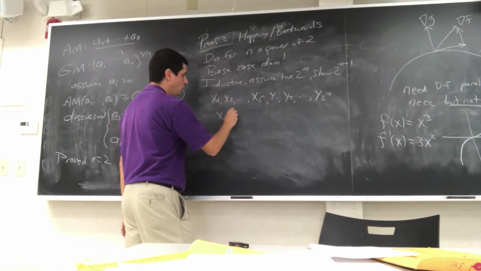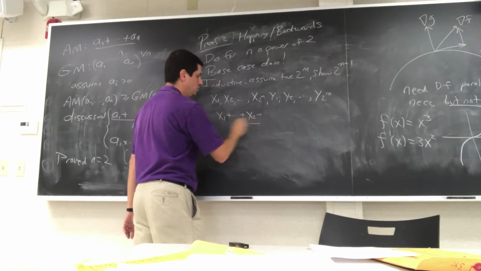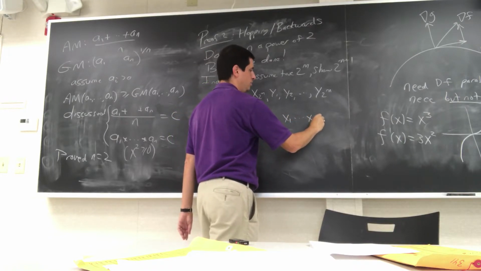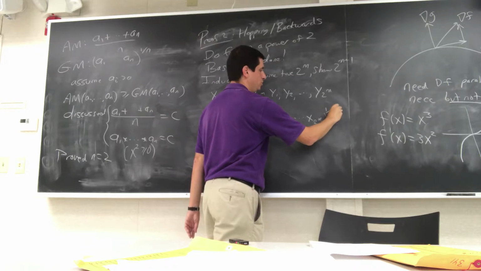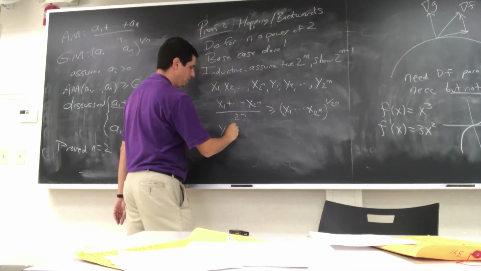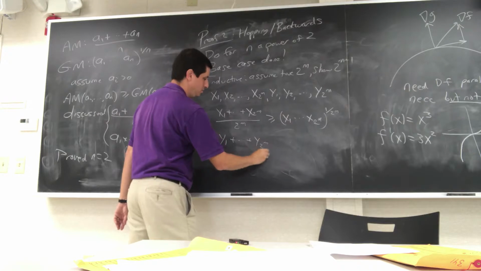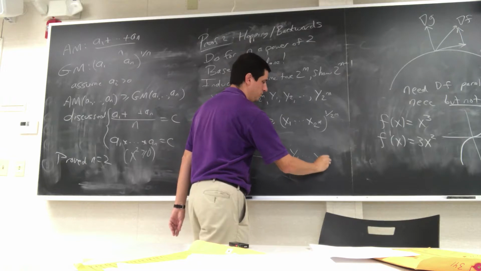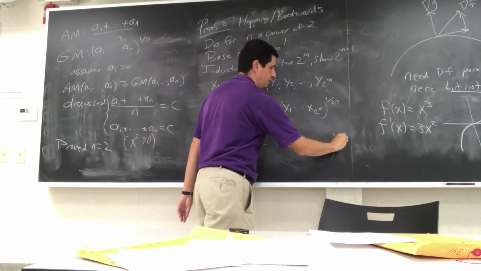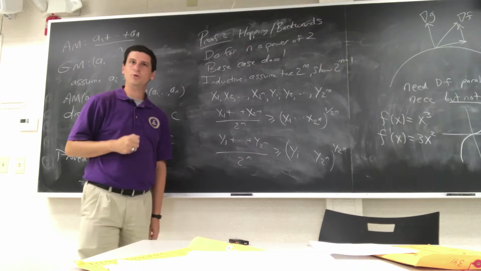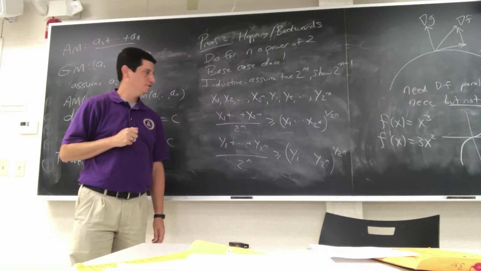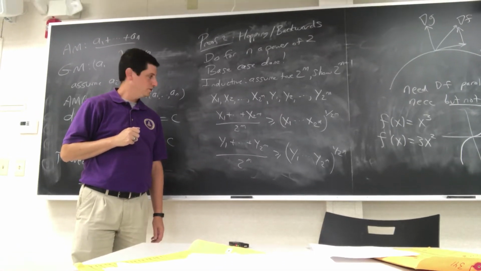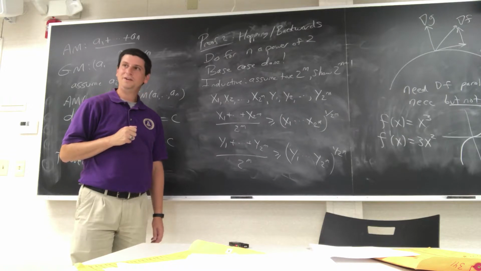We know x1 plus through x_{2^m}, over 2 to the m, is greater than or equal to x1 through x_{2^m} to the 1 over 2 to the m. And we know y1 plus through y_{2^m}, over 2 to the m, is greater than or equal to y1 through y_{2^m} to the 1 over 2 to the m. Now what should we do? Yes? If you just look at all the y's together as one number and all the x's together as one number, then you just have to multiply it by 2. So by the inductive step, then you're done.